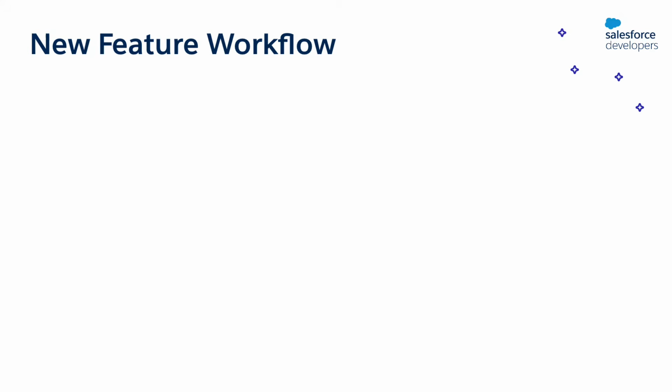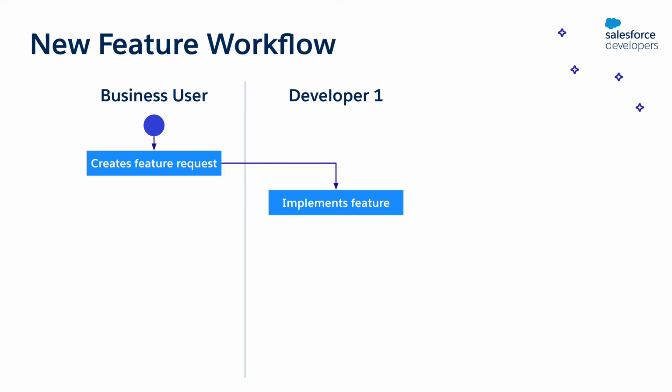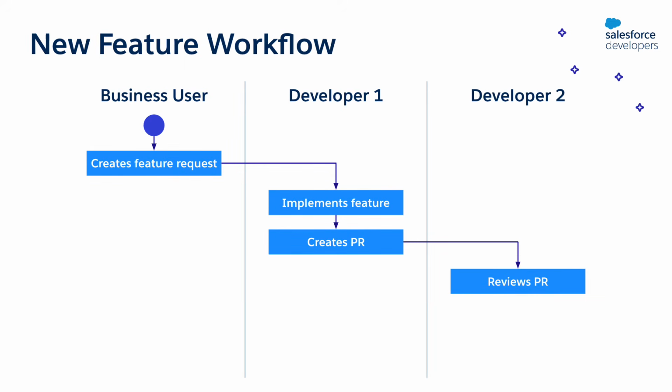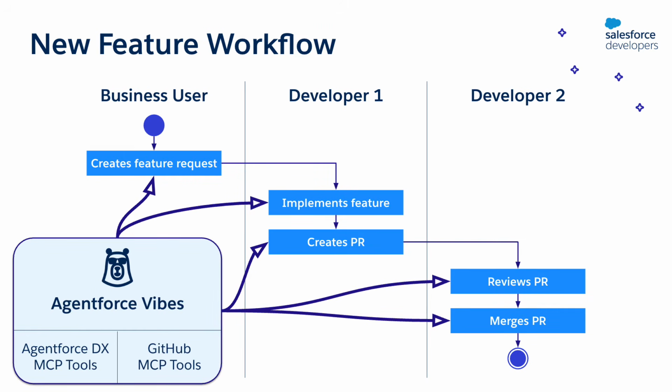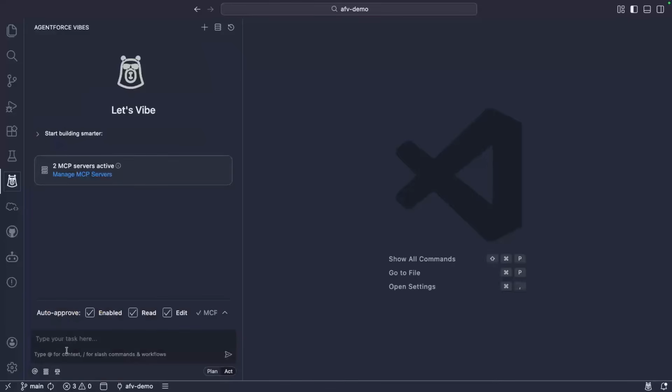The typical workflow for this scenario is the following. A business user creates a feature request, a dev implements it and creates a pull request, another dev reviews the PR and merges it. Well, with Agentforce vibes and our newly configured GitHub MCP server, we can do all of this from VS Code directly. Let's start with the feature request.